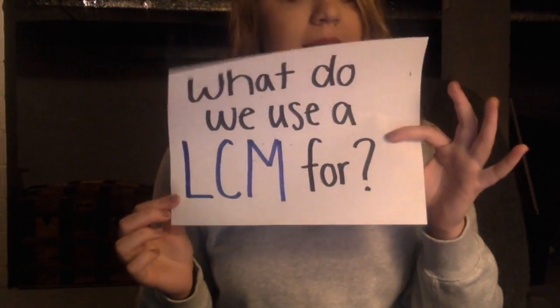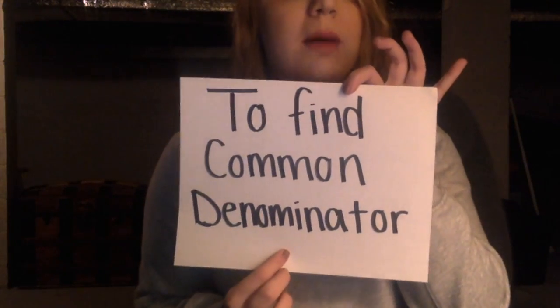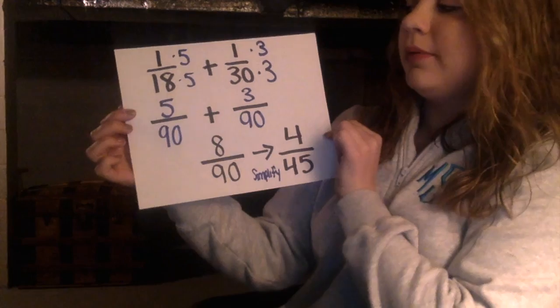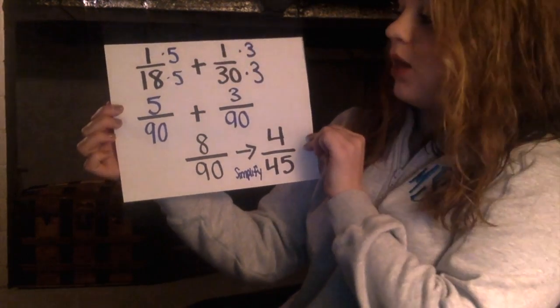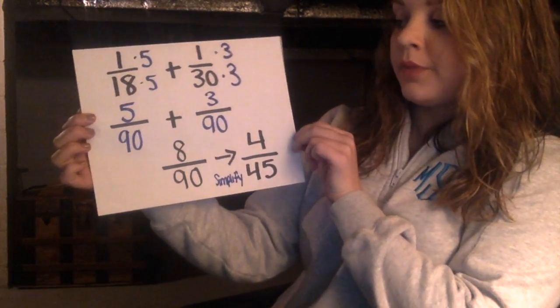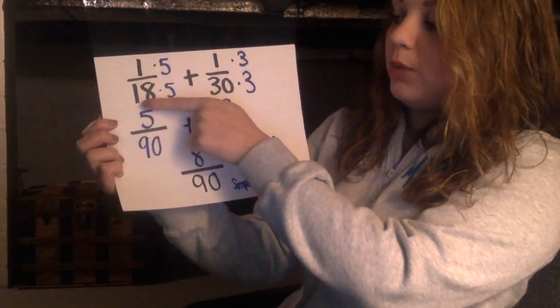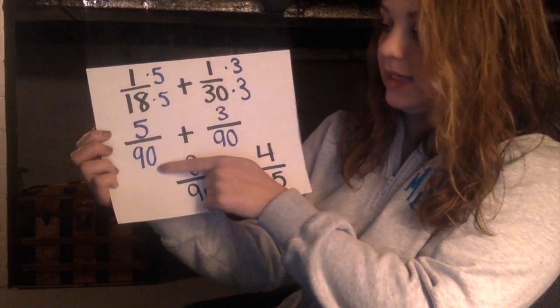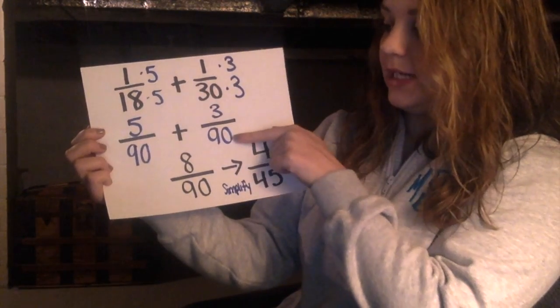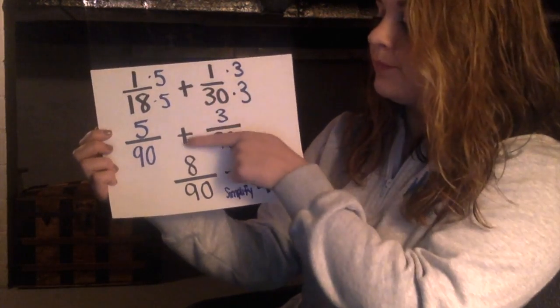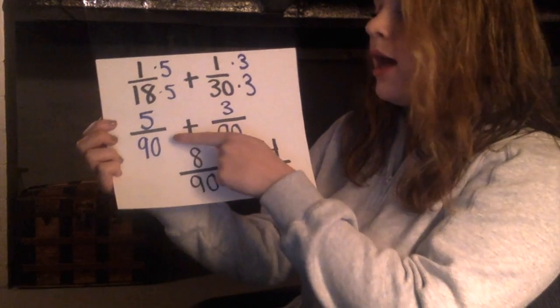Now what do we use the LCM for? Simple enough. It helps us find a common denominator when adding and subtracting fractions. So I'm going to use the fraction 1 over 18 plus 1 over 30. To get to our common denominator, we must multiply 18 by 5 to get 90, and 30 by 3 to get 90. So then we go ahead and multiply the same on our numerator, basic fraction laws.